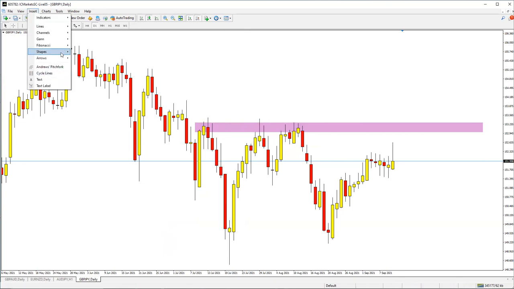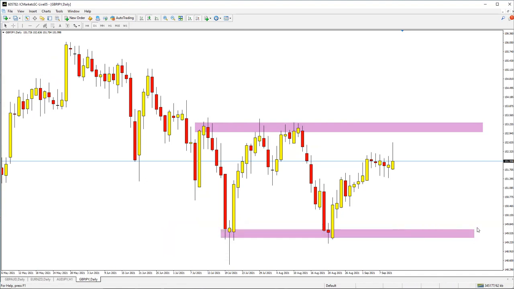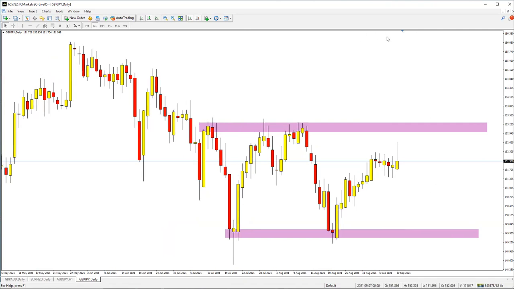370 pips. Okay. If you are looking to sell from here, we wouldn't mark here. If this area we don't mark, then we will have missed the buy. Why not?